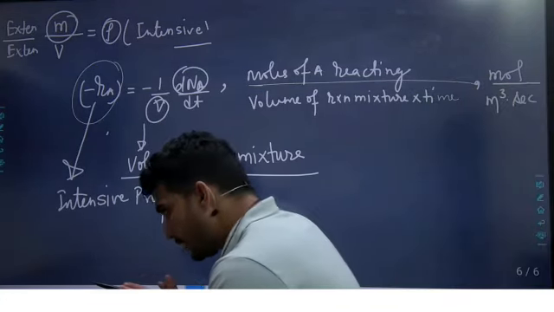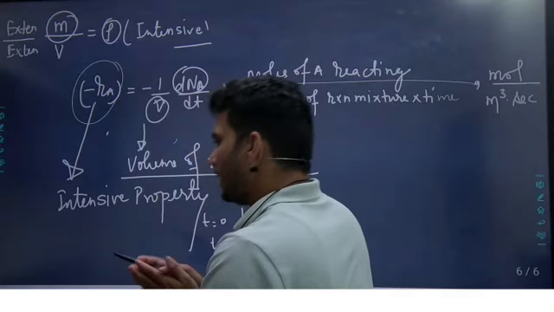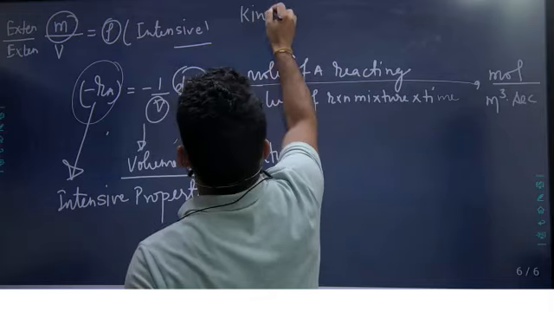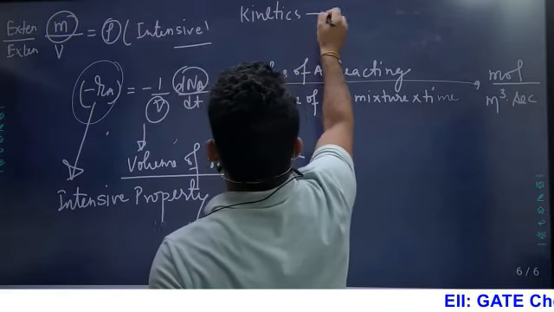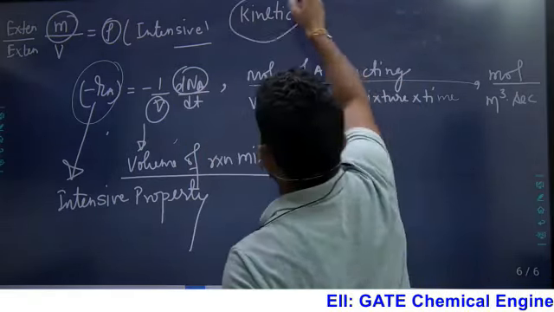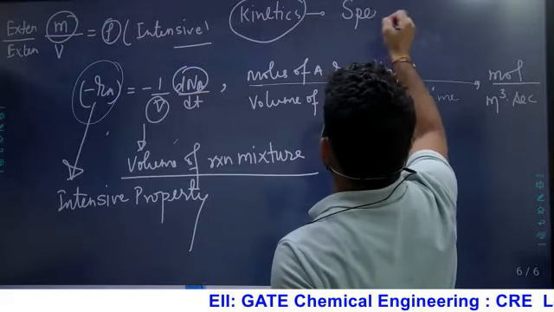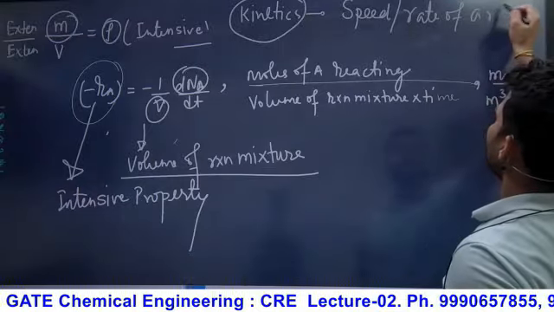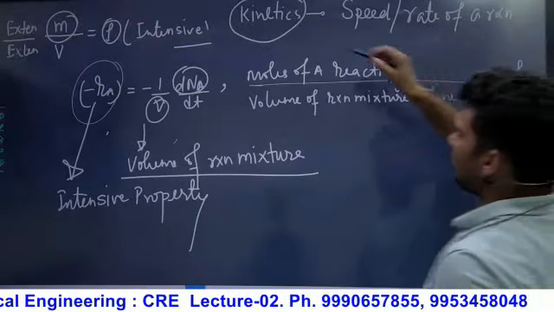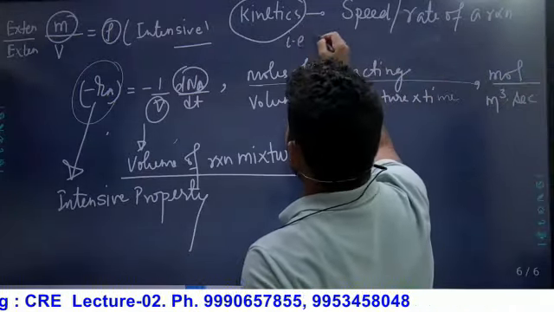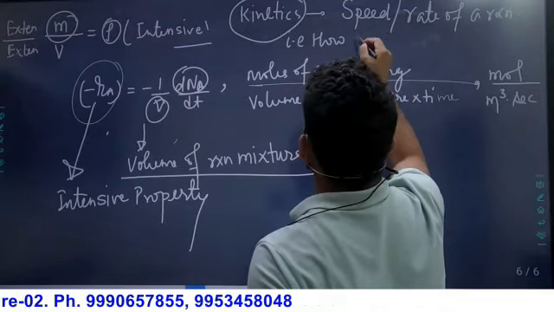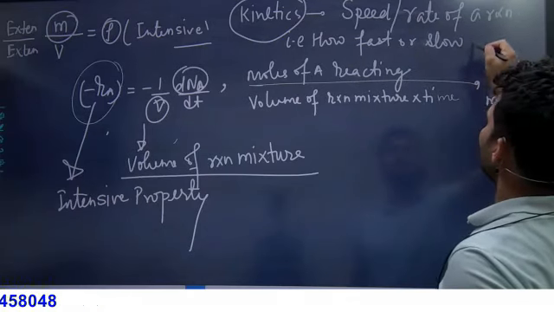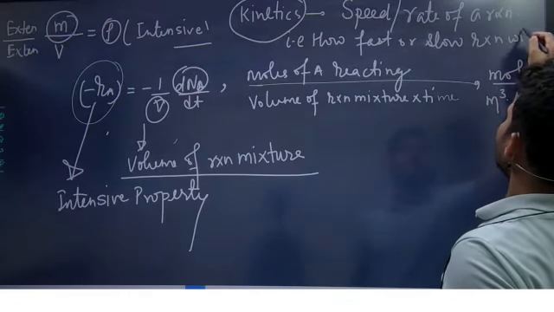So in this way we will define the rate. And what will it tell us? You can say kinetics. What does it mean? It is the speed, or rate, of a reaction. It will tell us how fast or slow the reaction will take place.